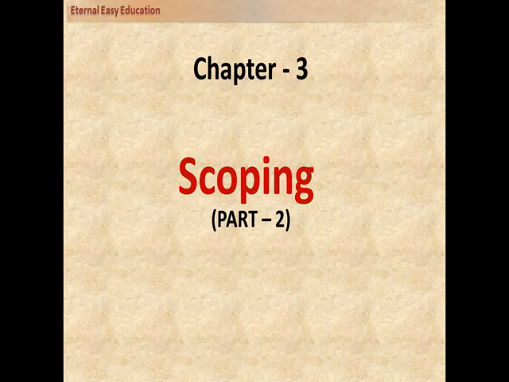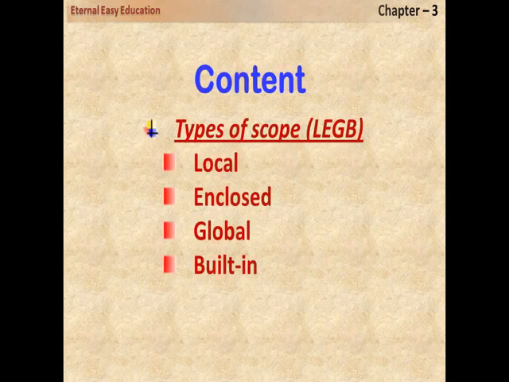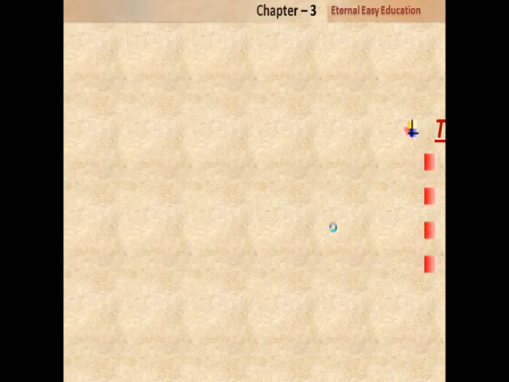In this session, you are going to learn Chapter 3, Scoping, Part 2. Content of the session is Types of Scope, LEGB. So we are going to implement the LEGB rule in the variables.